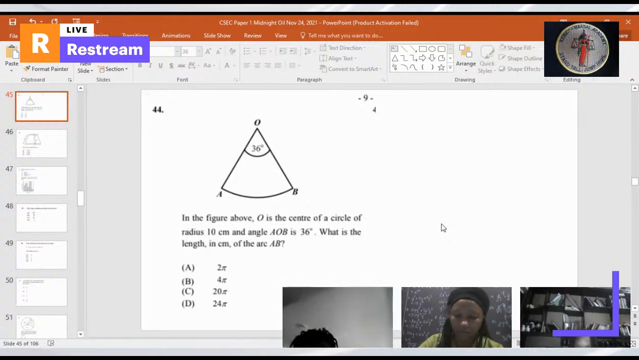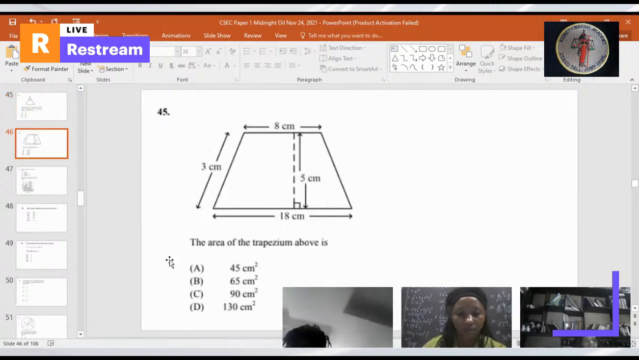Where's the r? It would be 2 pi. Correct, 2 pi r times 36 over 360, right? Yes, miss. 2 times 10 times pi times 1 over 10, that's 2 pi. Okay.